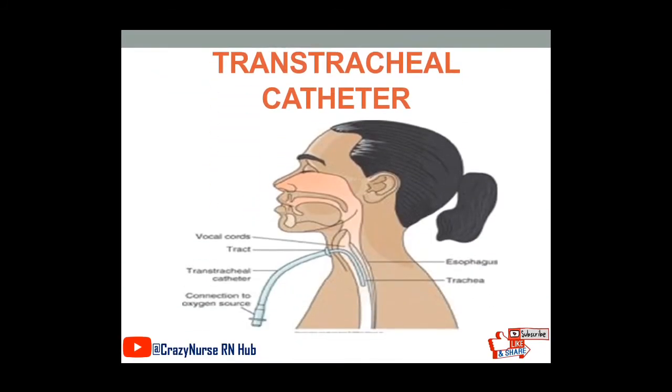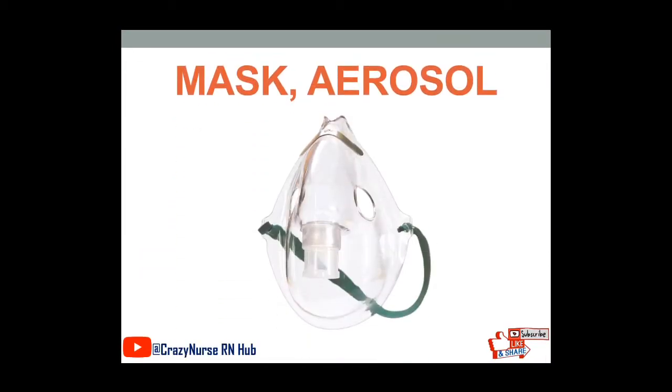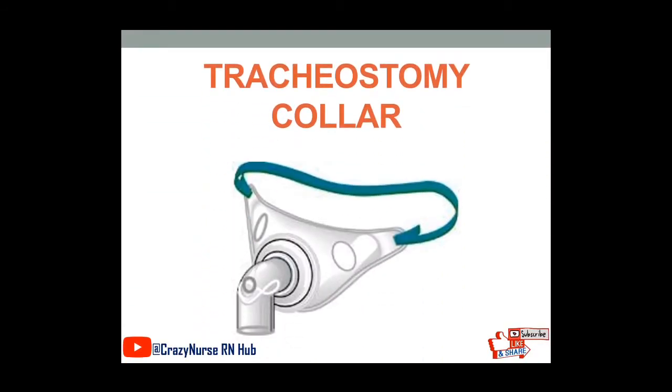We also have your transtracheal catheter. So this is how it looks like. So this is the transtracheal catheter. The aerosol mask, okay? So this is your aerosol mask. Your tracheostomy collar, okay? So later we'll discuss about tracheostomy. So just to show you how the tracheostomy collar looks like.